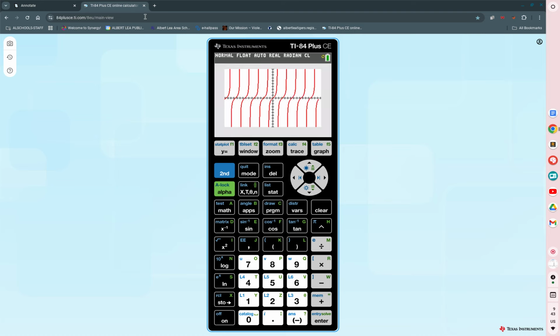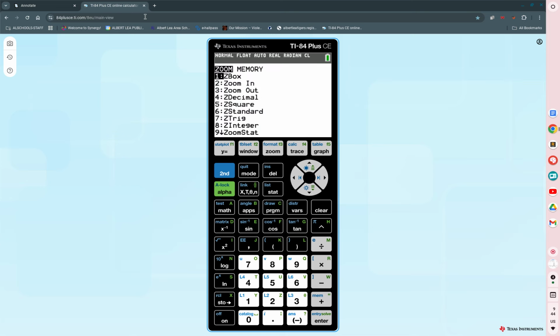Go ahead and sketch my graph, and I can see this tangent graph you remember from last year. And if you're not convinced, you could look at pi over 4. I'll zoom as my window. I'm going to zoom as a box.